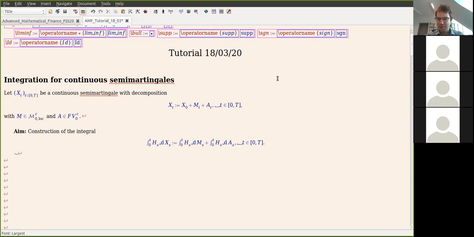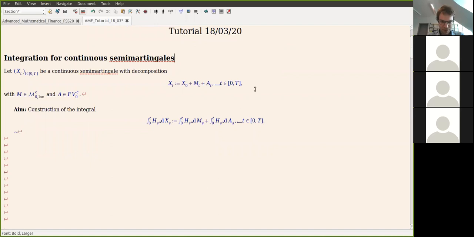So my idea for today, as I wrote in the email, is to recall general stochastic integration for continuous semi-martingales and then talk about exercise sheet 4. And I use this nice program called Lux, where I can type and you immediately see what I'm doing. After the session, you get the PDF file of the tutorial.